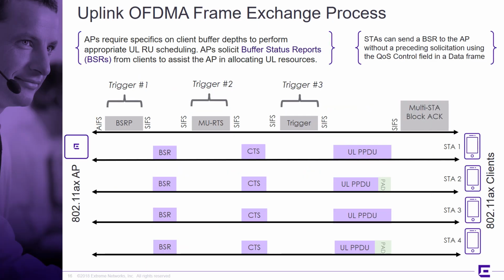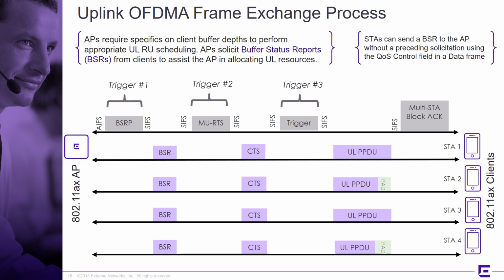This slide shows an uplink OFDMA frame exchange process. In order for the access point to understand how to assign the resource units to each individual station, it needs to understand the buffer depths, the type of traffic, and the amount of traffic on each client that needs to be transmitted uplink. So the access point is going to send down a buffer status report poll that will solicit a buffer status report, or BSRs, from the stations to begin with. It has to understand what it needs to assign, so it needs to know what needs to be sent uplink.